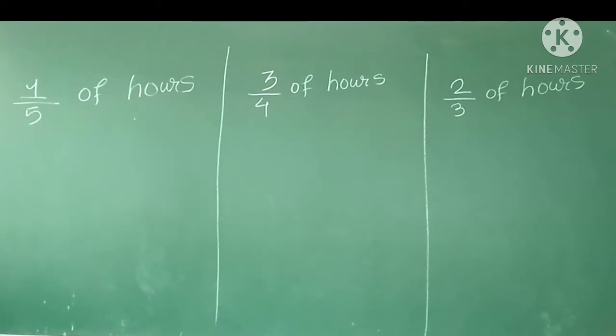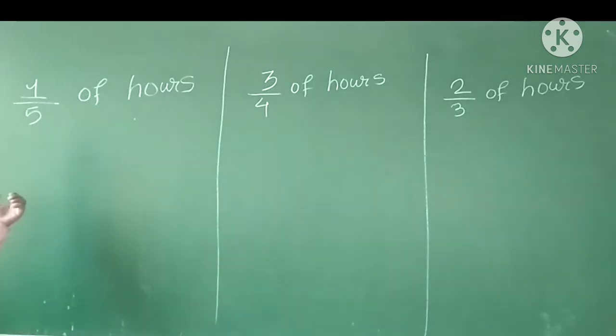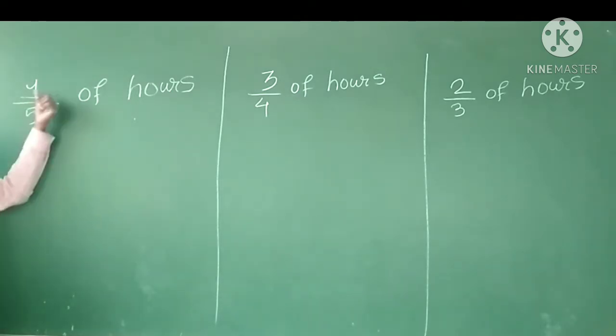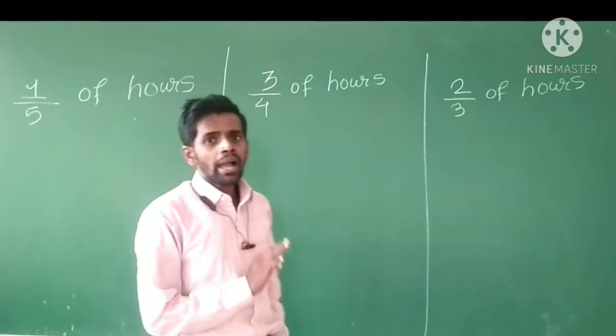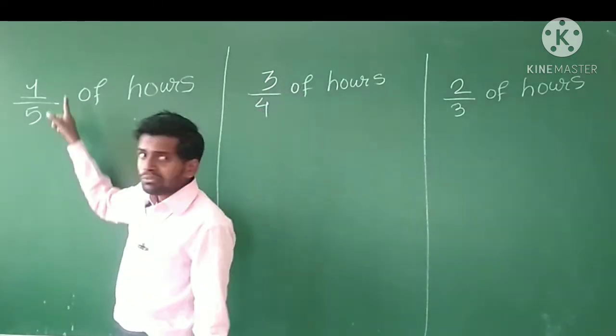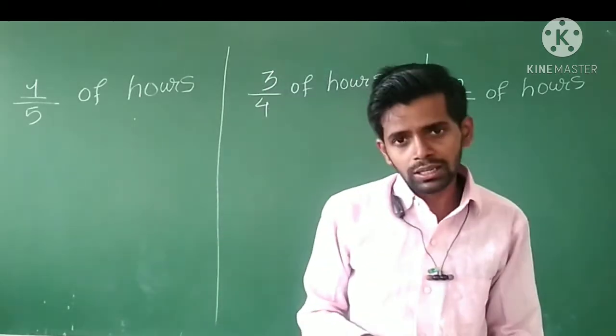Okay, dear students, so now we will proceed toward question number C. Okay, here it is very simple. यह भी बहुत ज़्यादा simple ही है. Okay, just have a look here. This is a question which has 1 by 5 of hours. Listen, dear student, we have to find the 1/5 part of an hour. Okay, एक घंटे का 1/5 part निकालना है.